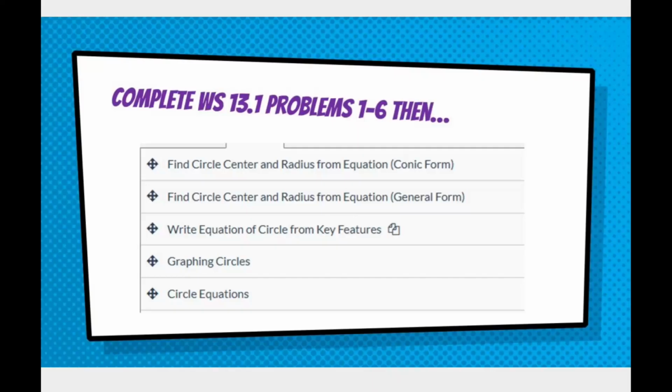All right, so your Delta Math that goes along with this are the following sections, these first 5. So good luck. Make sure you ask questions as you have them.